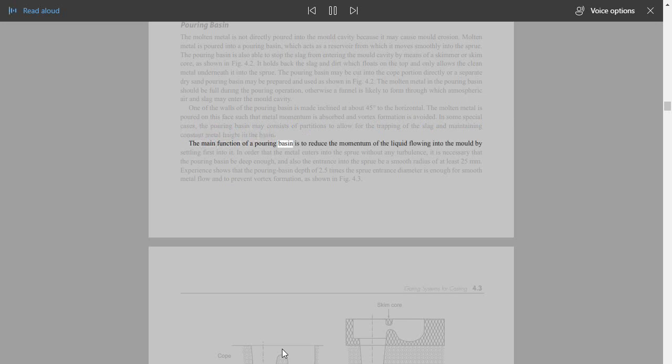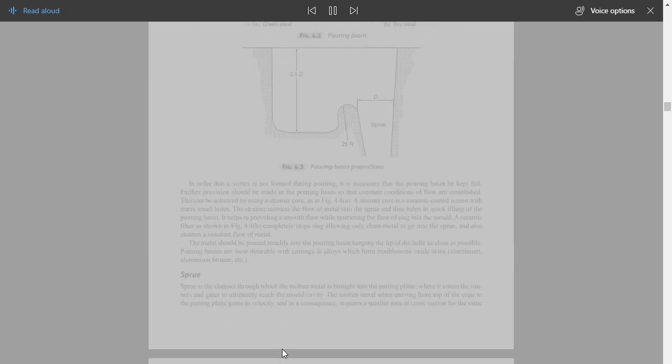The main function of a pouring basin is to reduce the momentum of the liquid flowing into the mold by settling first into it. In order that the metal enters into the sprue without any turbulence, it is necessary that the pouring basin be deep enough, and also the entrance into the sprue be a smooth radius of at least 25 millimeters. Experience shows that the pouring basin depth of 2.5 times the sprue entrance diameter is enough for smooth metal flow and to prevent vortex formation, as shown in Fig. 4.3. Gating systems for casting. 4.3. Skim core. Cope. A. Green sand, B. Dry sand.